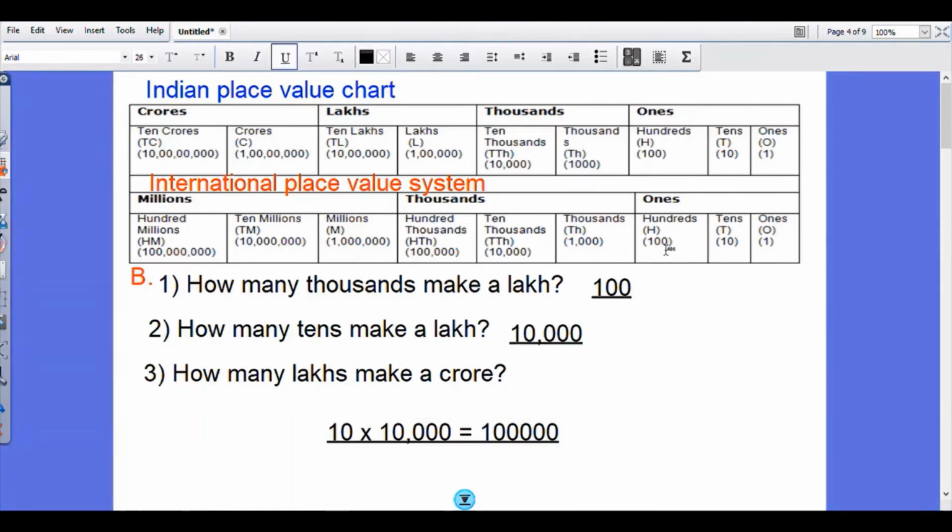Now let us see from the chart also. Tens is here, lakh is here. Now count after 10: 1, 2, 3, 4. That means 4 zeros are there. 1, 2, 3, 4. It is 10,000.